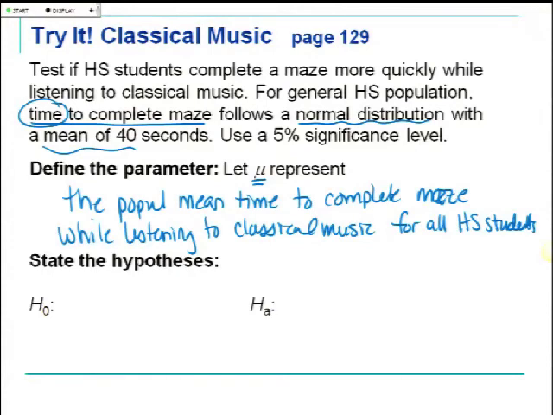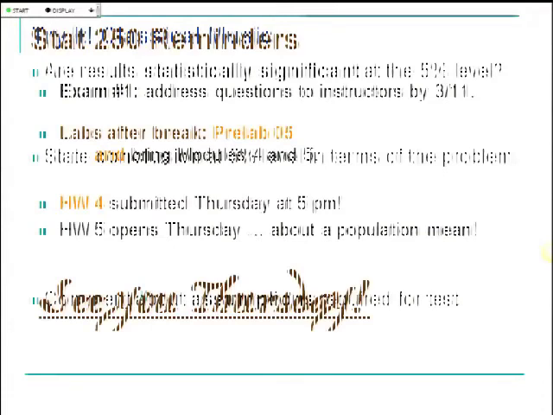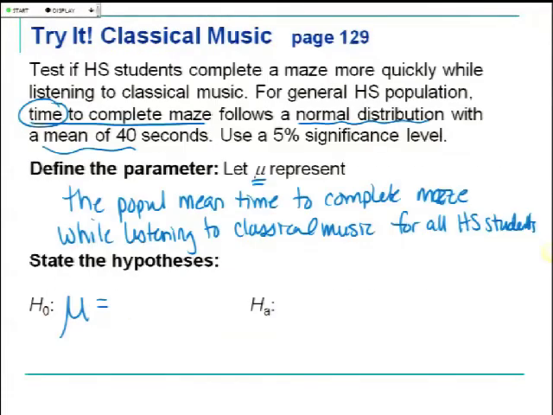All right, can you write out the hypotheses, the theories? H0 would be the status quo. The statement that the treatment, the classical music being played, would have no effect on average. So what would that mean about our population mean? The population mean would still be about 40 seconds. Right? If there was no effect, then they should still complete it on average in about 40 seconds, because that was the established status quo for that maze.